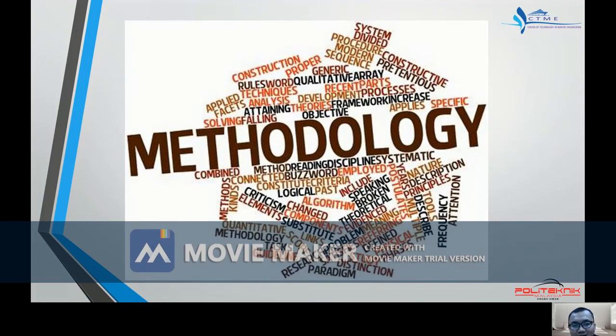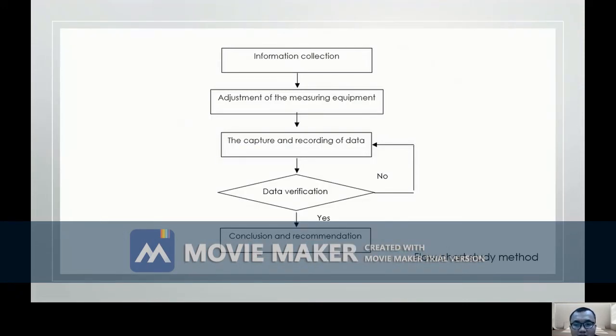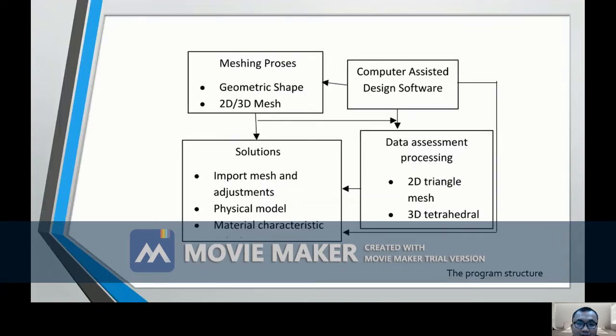The methodology for this research. So this is the flow chart: study, information collection, adjustment of the measuring equipment, then capture and recording of data, and data verification. If yes, conclusion and recommendation; if no, it returns back to the capture and recording of data. So this is the program structure for the simulation software.